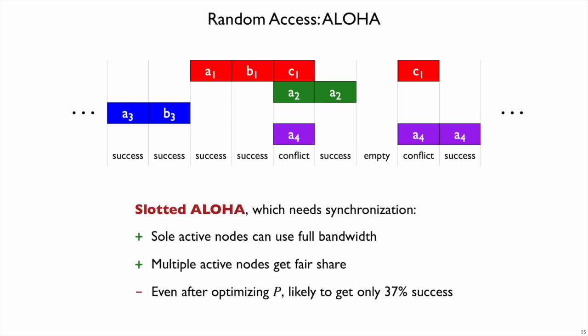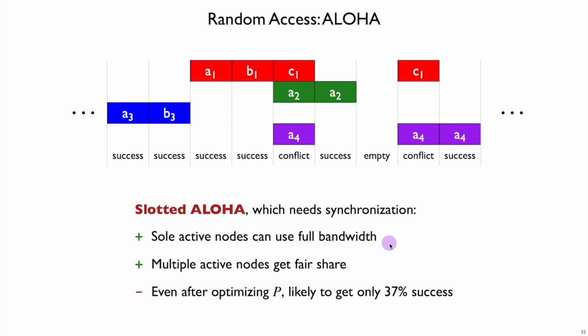The picture I've drawn here is actually slotted ALOHA because I am drawing it with these slots. It has some good properties, which is if only blue needs to talk and no one else has any data to send, then blue ends up with the whole bandwidth. It's able to stream out its information at each of these slots. It detects that there was no collision, and so it keeps sending out data.